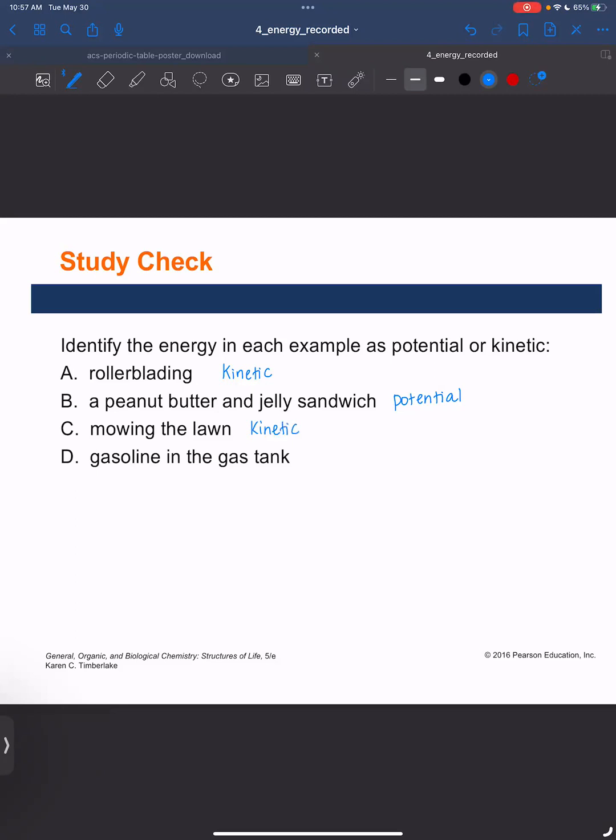Gasoline in the gas tank. Potential. So that gasoline will be the fuel to help move our cars once we start running the car. But the gasoline itself is an example of potential energy if it's not being used yet.